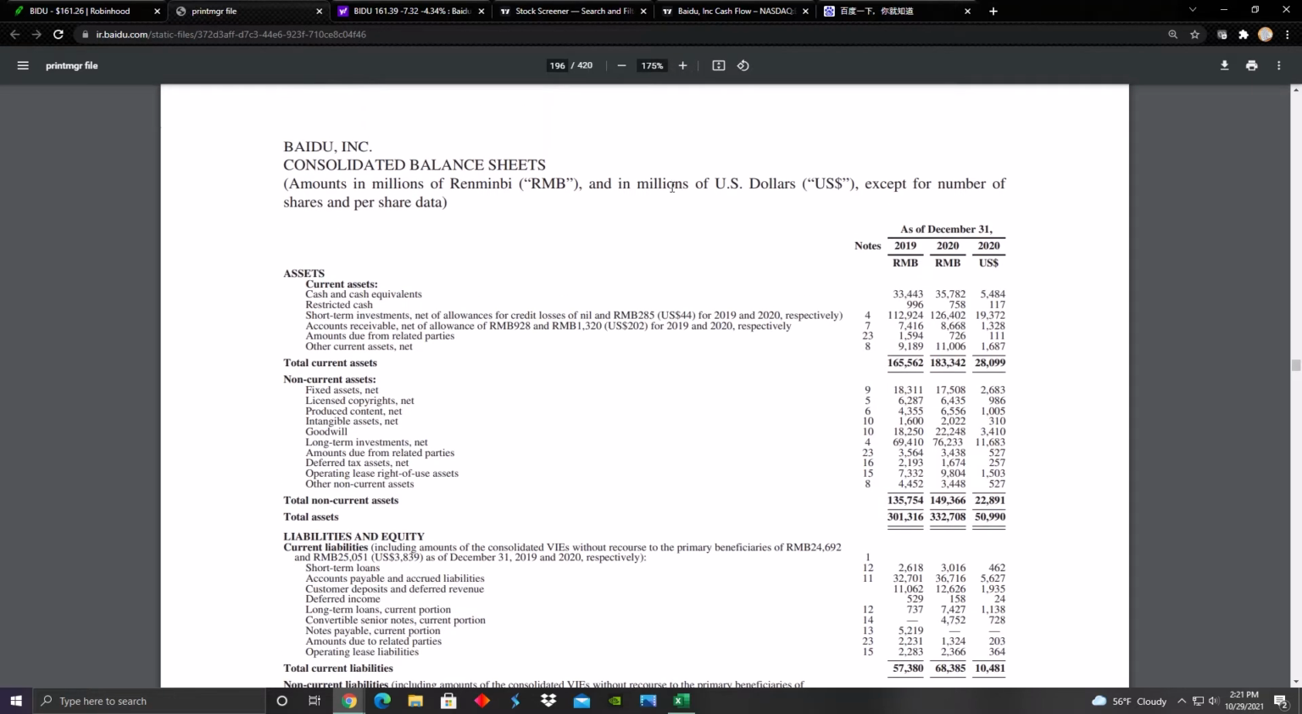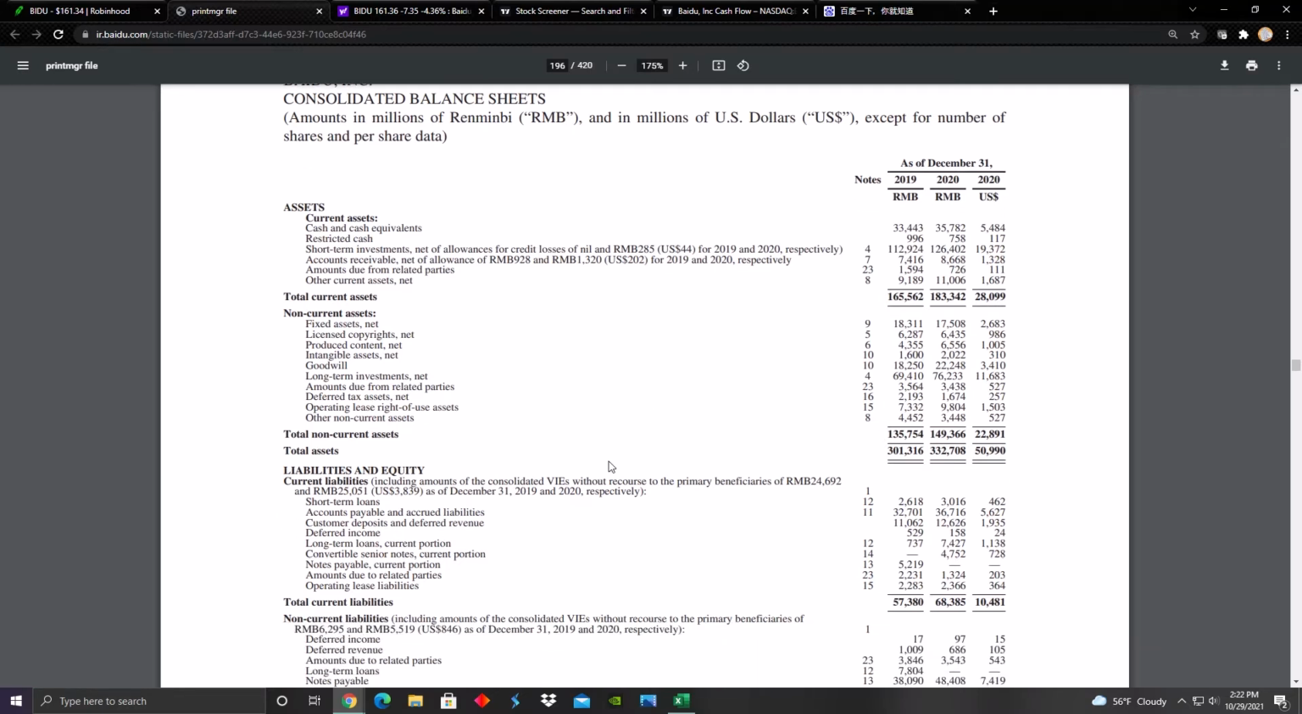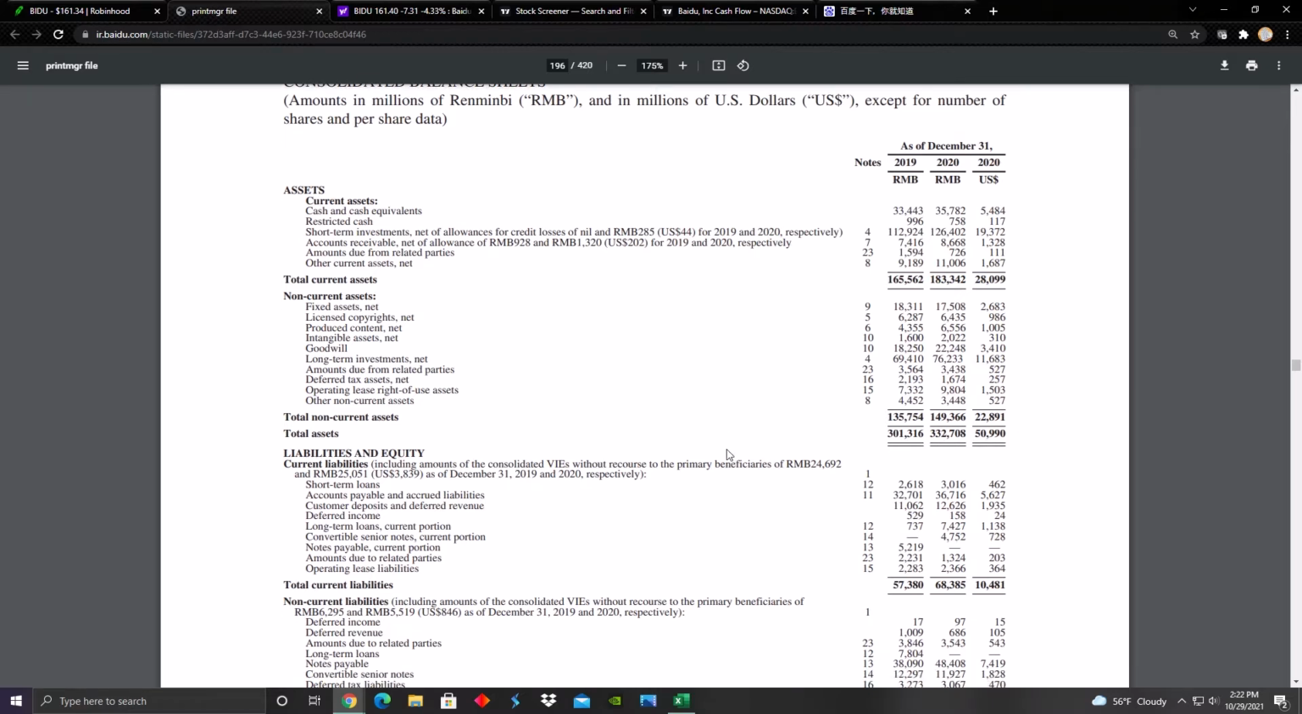There we go. We can see that their total current assets have increased from 2019 to 2020 from 165 billion, I believe this is Chinese currency, RMB, or renminbi. It's increased from 165 billion to 183 billion, which equates to $28 billion United States dollars. And their total assets have increased from 301 billion to 332 billion.